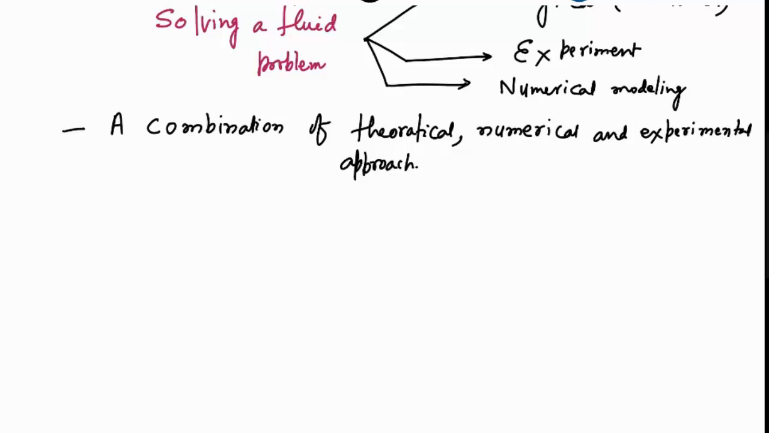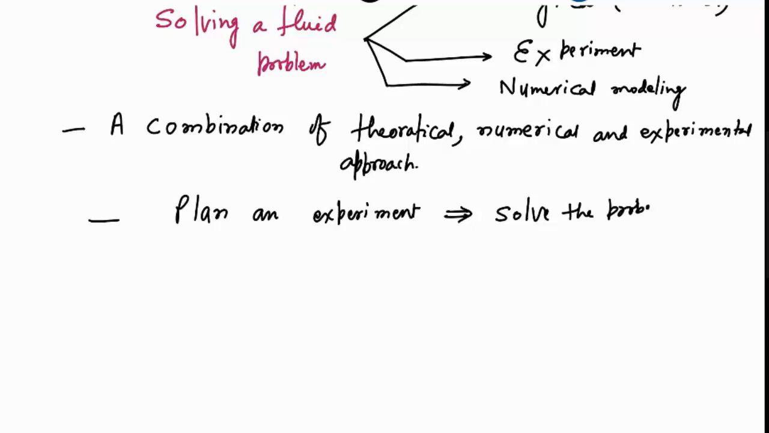So what is the objective in this case? The objective is to plan an experiment and solve the problem. So using similitude, what we do is plan an experiment and execute it for the solution, and then you solve the problem. This is the objective of this chapter. So how do you plan the experiment? The only thing is we will learn how you plan. If you have a river, or you have a flow inside a pipe, how do you plan the experiment?